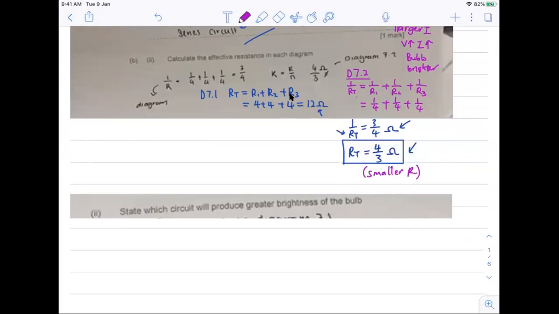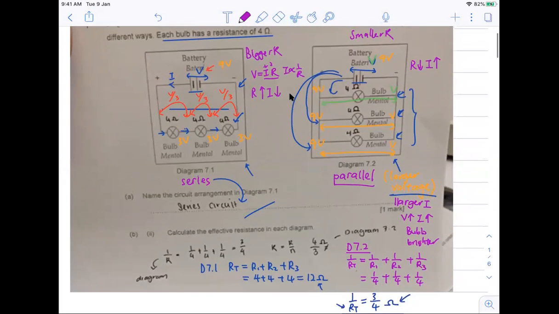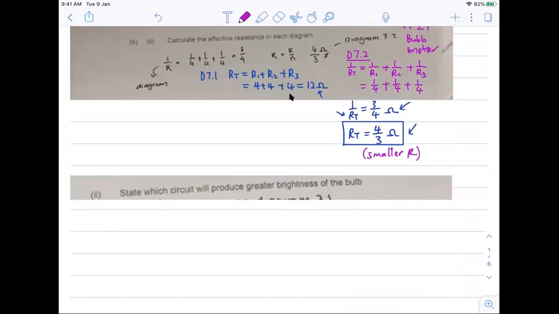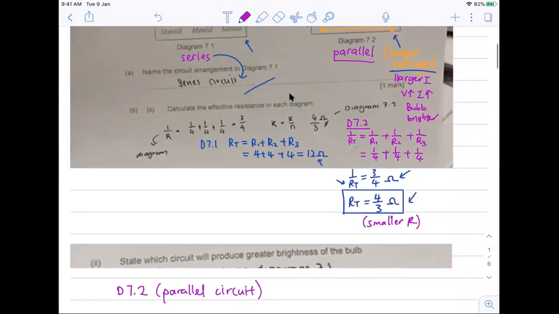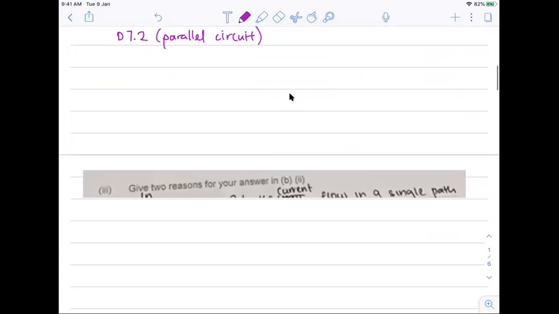So state which circuit will produce greater brightness of the bulb. The answer is diagram 7.2, which is a parallel circuit. Give 2 reasons for your answer in B2. So why is it the parallel circuit has a brighter?